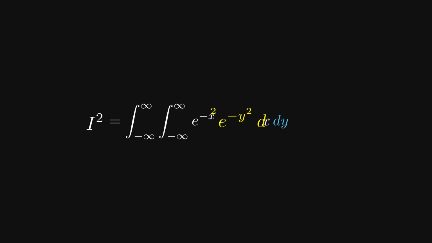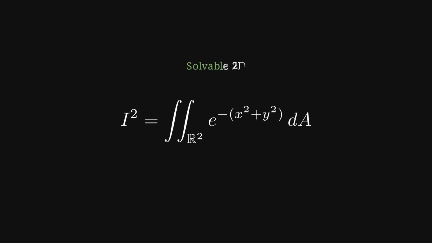Using exponent rules, we can combine this into e to the negative quantity x squared plus y squared. So now we have I squared equals the double integral of e to the negative quantity x squared plus y squared dx dy, where both x and y range from negative infinity to positive infinity. We've transformed our impossible one-dimensional integral into a two-dimensional integral. But why is this helpful? Because now we can use a change of coordinates.